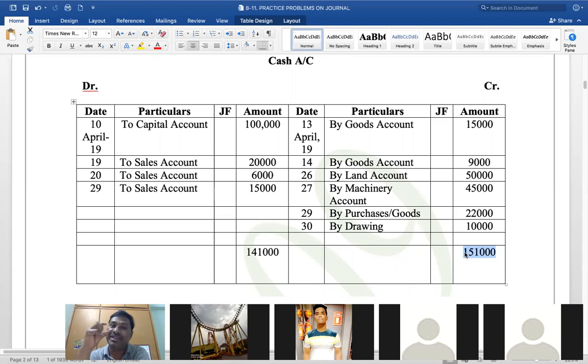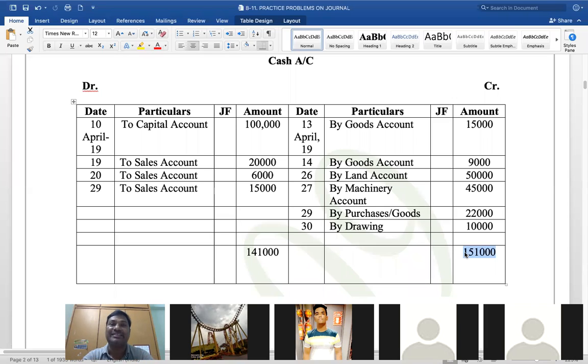The side on which the amount is more, we have a convention to say the account is showing that balance. In this problem, the account is showing credit balance, which means the credit side amount is more than the debit side. If the debit side is more than the credit side, then the account shows debit balance.